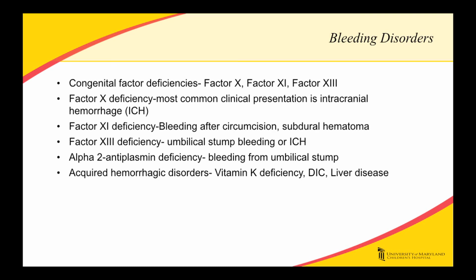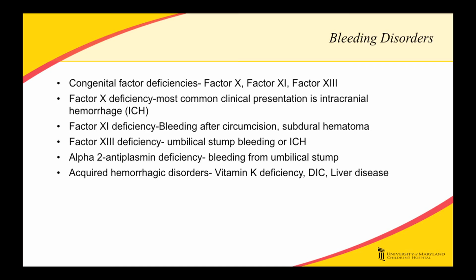And then you, of course, can have the acquired hemorrhagic disorders, which is why vitamin K is important, DIC, and if a baby has liver disease, a primary liver issue, they would have problems with their clotting factors. Factor VII is the only clotting factor made in the liver, and then even thrombopoietin, they may have a deficiency of platelets because of not making thrombopoietin.